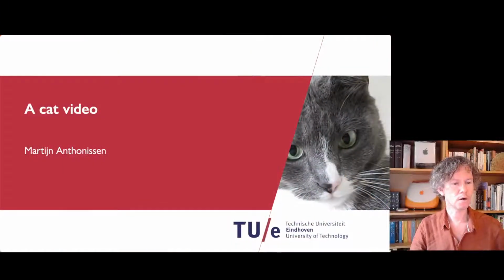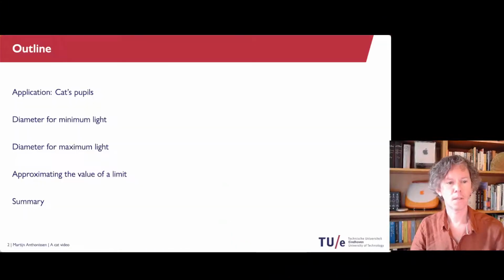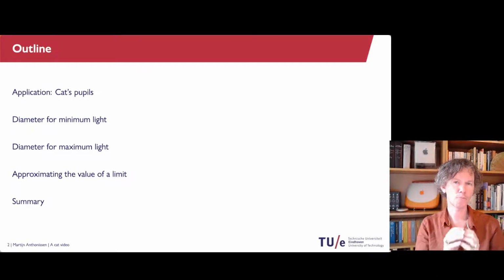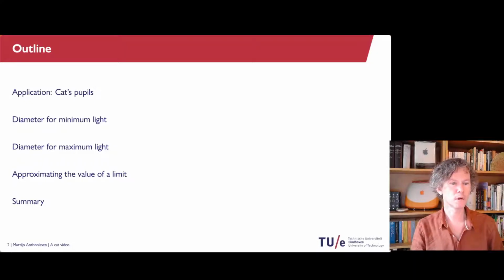So here we are, and what I'm going to do is show you a video of a cat, and in that video you should look at the pupils, so in the eye of the cat, because they change size. And then I'm going to use a more general formula where the size of the pupil depends on the light intensity. So when it's very dark, then the pupil opens up, and when it's very bright, then the pupil closes down. That's what generally happens for cats and also for human beings and other animals.